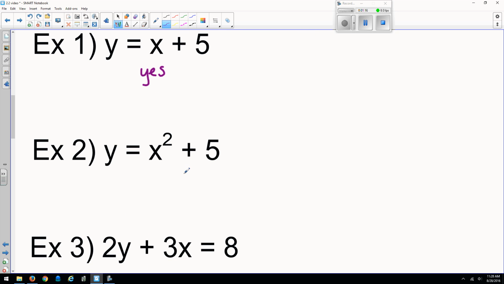Number 2, really hoping you're also familiar with this type of equation, just looking at the form of it. As you can see right here, I have a squared term, a squared x. That implies that this particular equation would be a parabola. The graph of this equation would be a parabola.